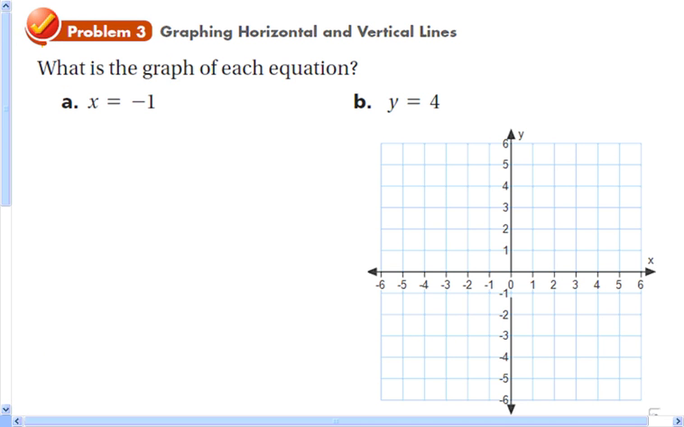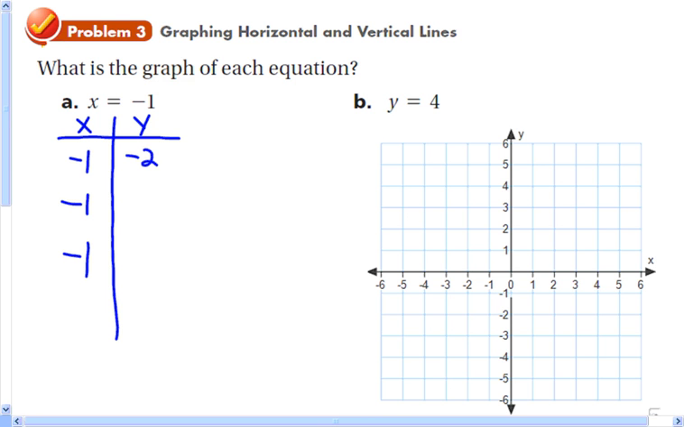All right, what is the graph of each equation here? Well, if x is equal to negative 1, let's think of some points that we can graph where x is equal to negative 1. So these are just random points, but if x is negative 1 and y is negative 2, that's one point where x is equal to negative 1. Negative 1, 0 is a point, negative 1, 5.